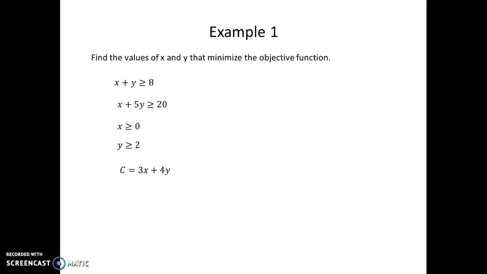In this first example, we're going to find the values of x and y that minimize the objective function. And as you can see, I've listed some things here for you. So right here, these are your constraints. Those 4 inequalities are our constraints. Down here, this C, that's our objective function. So what we have to do now is first graph all 4 of our inequalities.